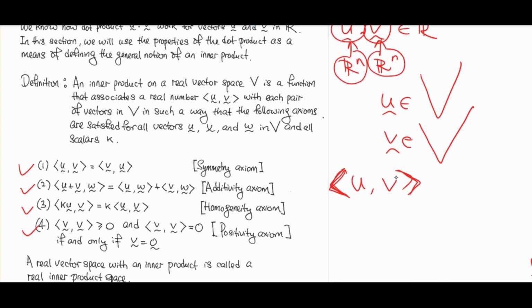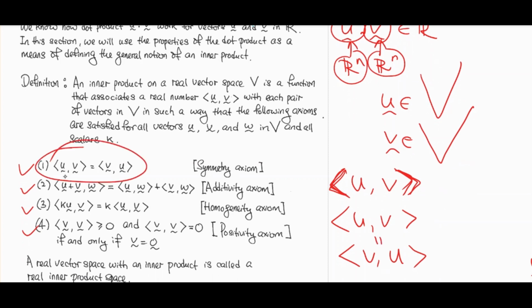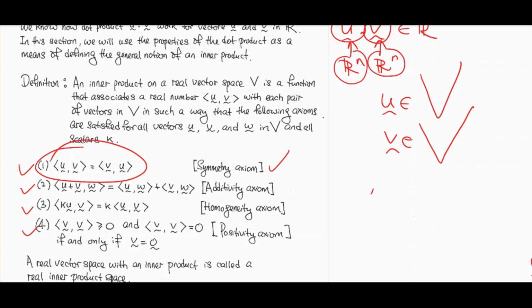Now, this is an operation. If you do this operation in this manner, and if you do this operation in this manner, and they are the same, then we say that this operation has the symmetric property. Now if you take 3 vectors, u, v, and w, right? u, v, and w.